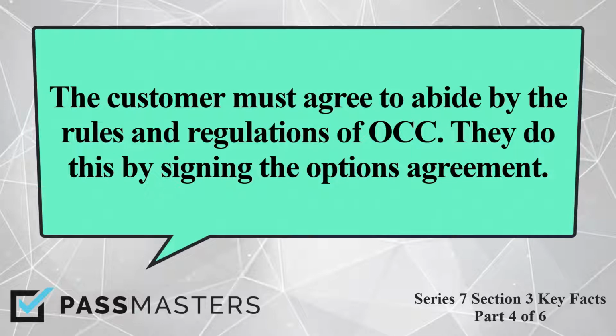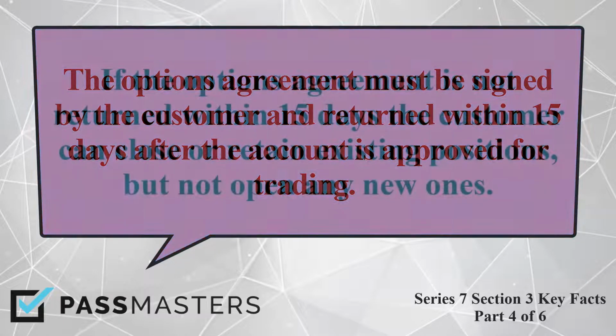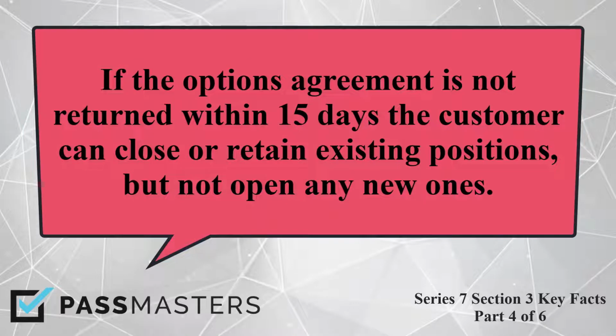The customer must agree to abide by the rules and regulations of OCC. They do this by signing the options agreement. The options agreement must be signed by the customer and returned within 15 days after the account is approved for options trading. If the options agreement is not returned within 15 days, the customer can close or retain existing positions, but not open any new ones.